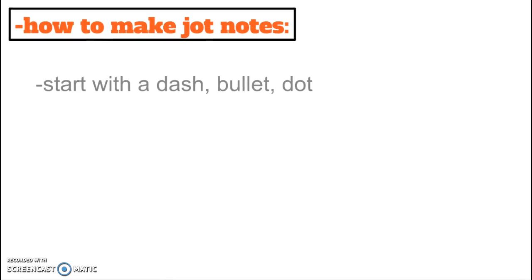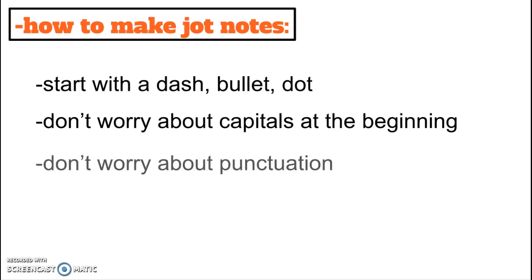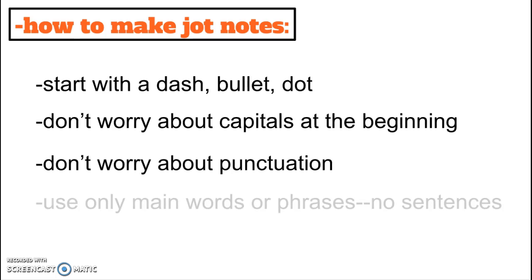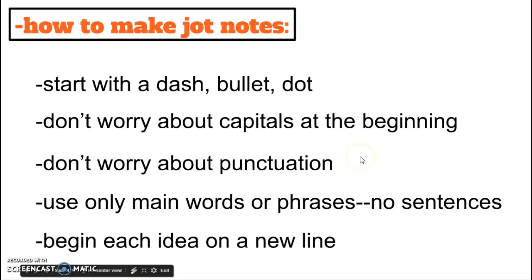To make Jot Notes, you start with a dash, bullet, or dot. You don't worry about capitals at the beginning of your line, and you don't worry about punctuation at the end of your line. You are going to use main words or phrases, no sentences, and you're going to begin each idea on a new line.